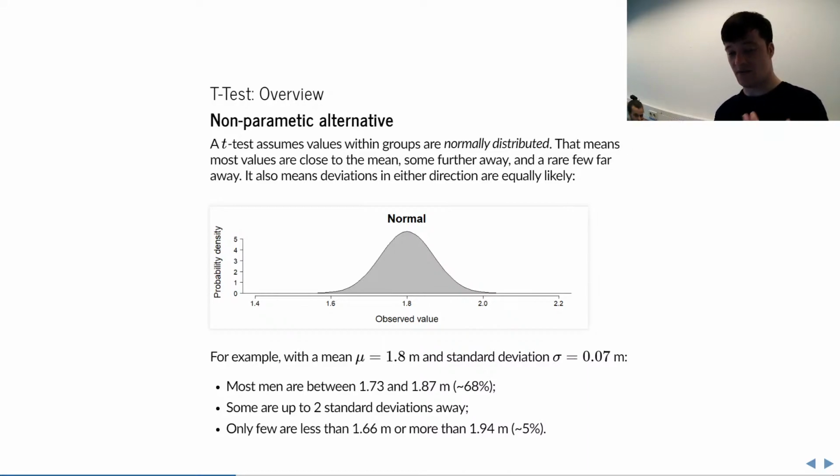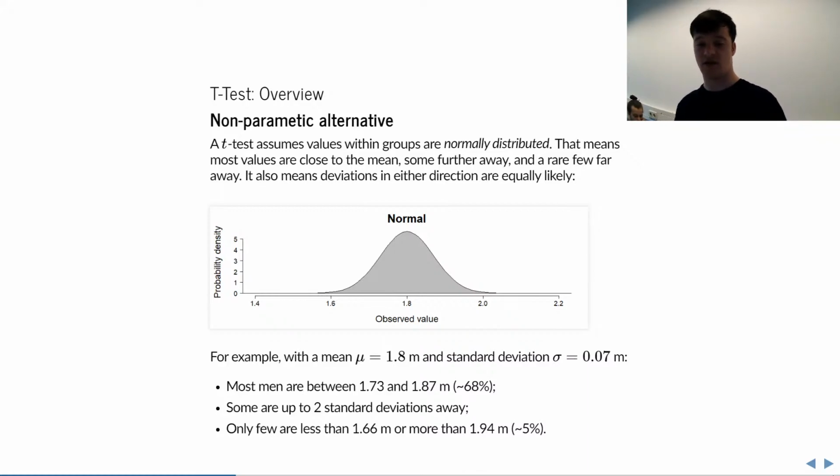The question is not, is this true? Because of course height does not range from minus to plus infinity. The question is, is this a reasonable approximation? And I think for height this is a reasonable approximation. In the second lecture I will come back as to why I think it's a reasonable approximation. But let's just take another moment to see what exactly it means when you assume this. So in this case we have a mean of 1.8 and a standard deviation of 0.07, so 7 centimeters.